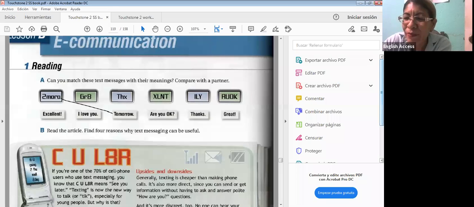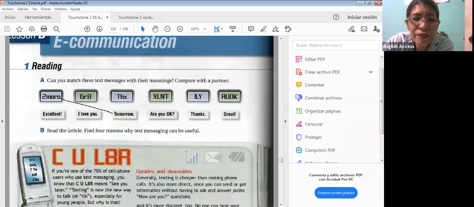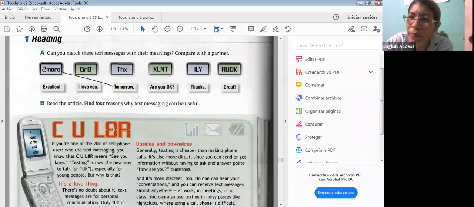Yes, you're correct. Well, here we have a reading about this kind of communication. It says, read the article and find 4 reasons why text messaging can be useful. So pay attention to the title. It says, see you later. Okay, so one more time, we have this kind of writing. See you later. So can you start reading this article, please, Karina?